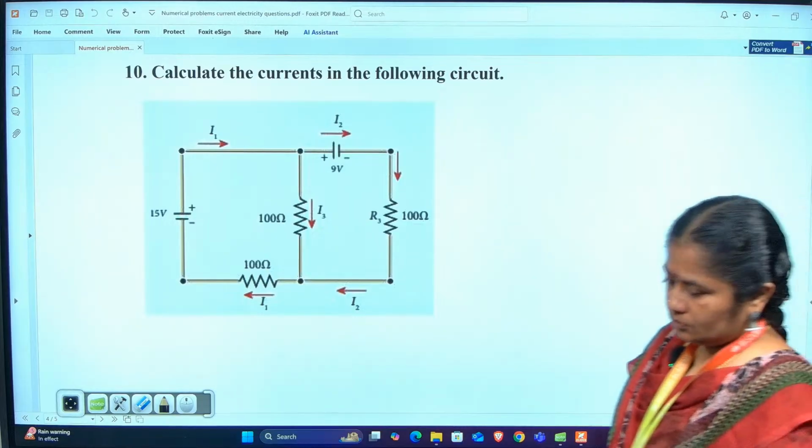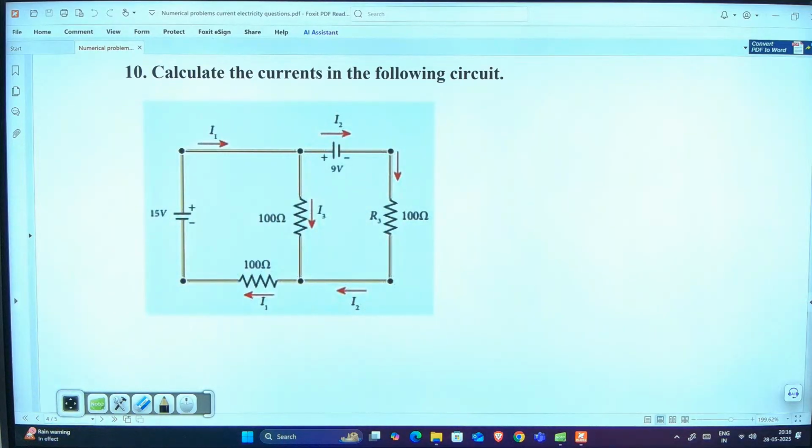Choose any loop. R3 is 100 ohms. I2 is the current passing through R3. I1.